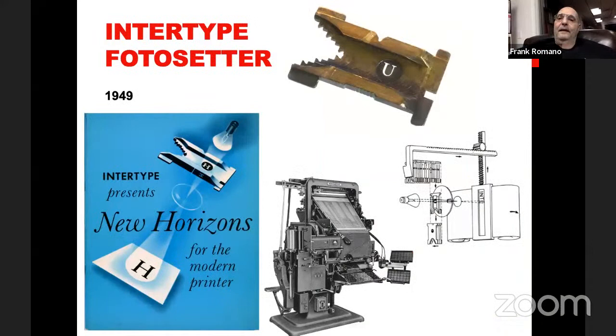So Intertype was the first company to try to make a machine. Well, they did make a machine, but it was terrible. It was the worst machine ever. You know who bought it? The federal government. It was a Linotype machine, because the Intertype and the Linotype were very similar. But instead of having a little mold in the matrix, there was a little piece of film in its belly. And as you keyboarded, it photographed one character at a time. It was the dumbest idea ever.